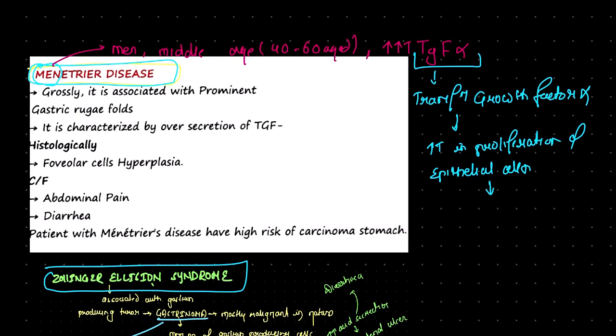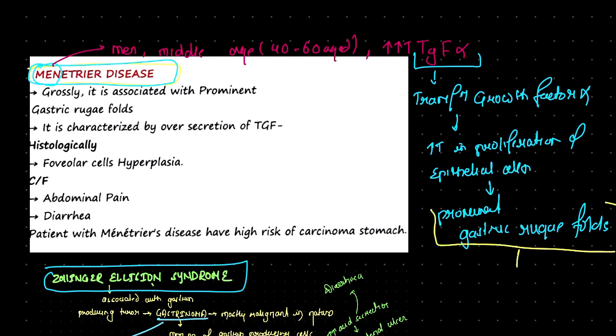As there will be increase in proliferation of epithelial cells, there will be prominent gastric rugal folds. Now this prominent gastric rugal fold will appear in the form of a bag of worms. So this condition is also called bag of worms condition.